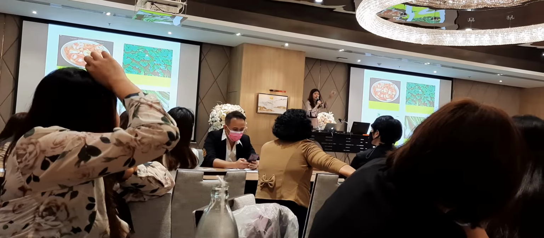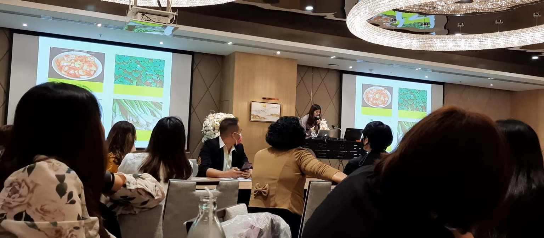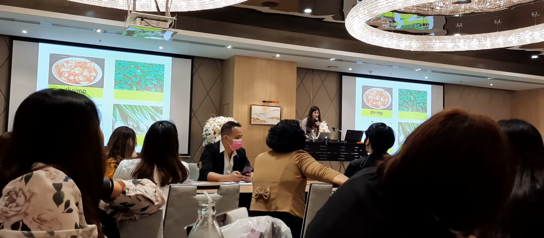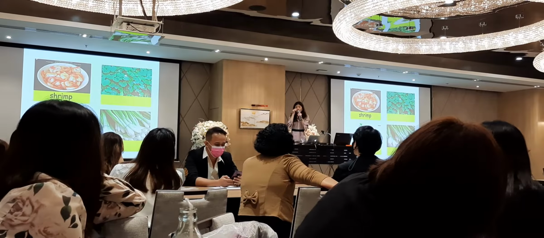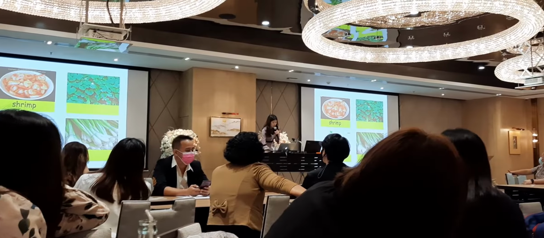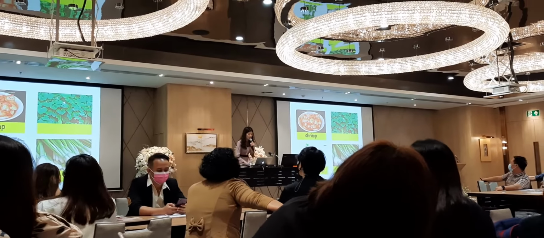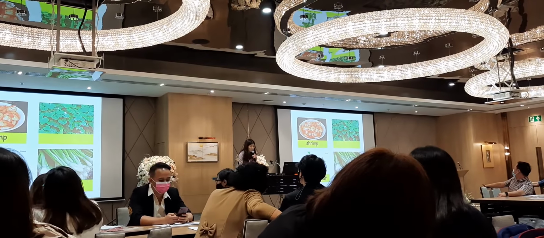These are. The first one. Shrimp. This one is. Shrimp. This one is. Coriander. Okay. With the special smell, we call it coriander. Coriander leaf. Okay. What about this one? Anybody?